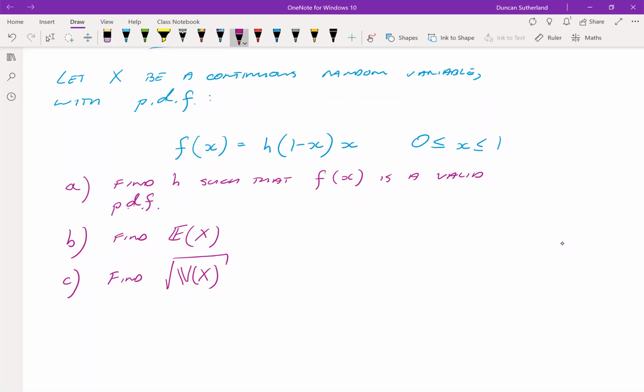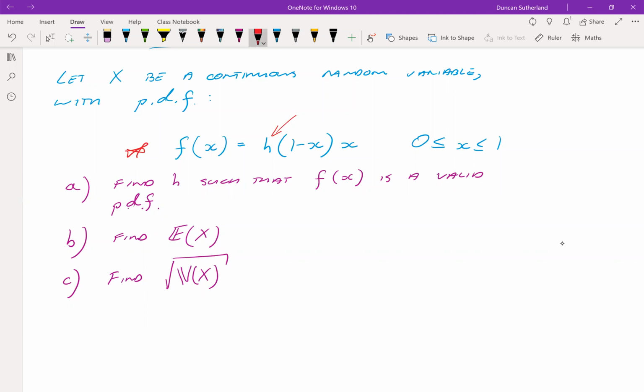Let's suppose that capital X is some continuous random variable and we know its probability distribution function. Suppose that the probability distribution function is given by this f of x here. We don't know what h is, right? That's still an unknown. We want to choose h or scale this function such that this is a valid PDF.